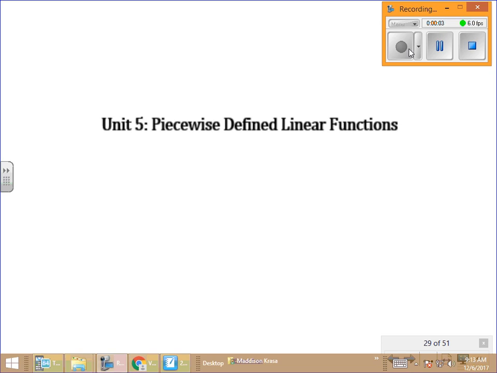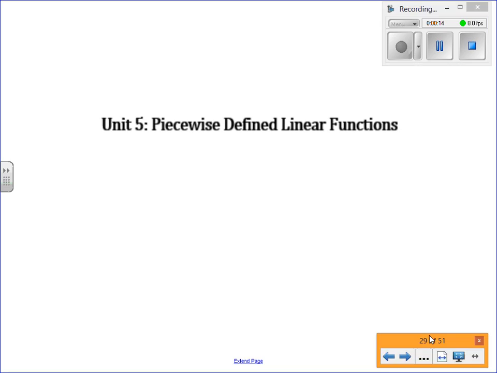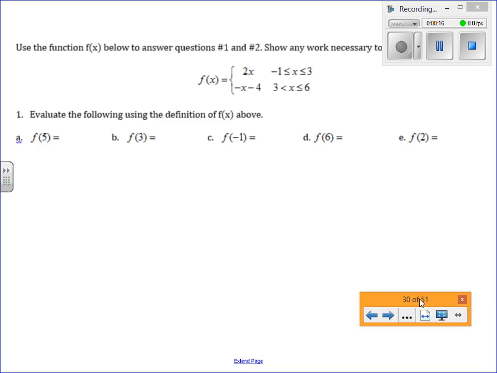All right, group, this is the exam review for semester 1, unit 5, piecewise defined linear functions. We're going to work through each problem here. All right, let's start with number 1.